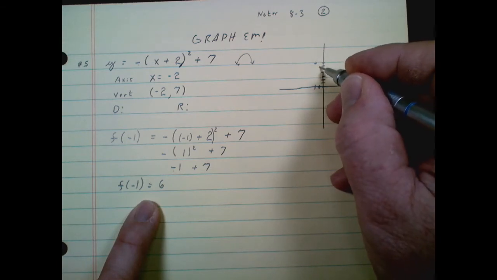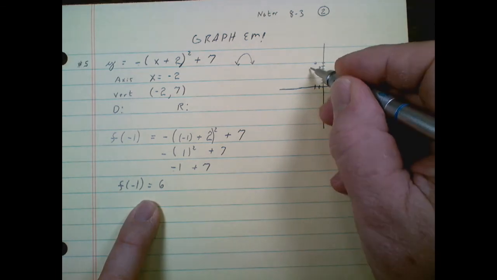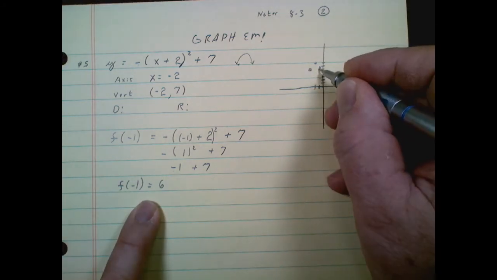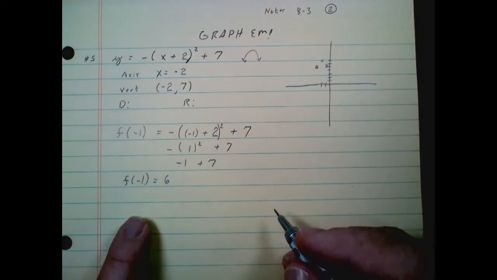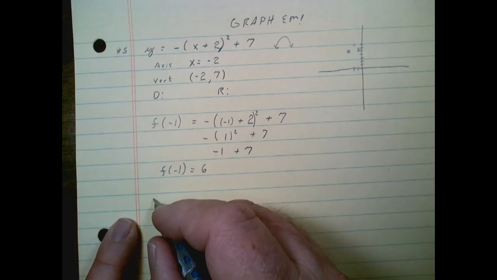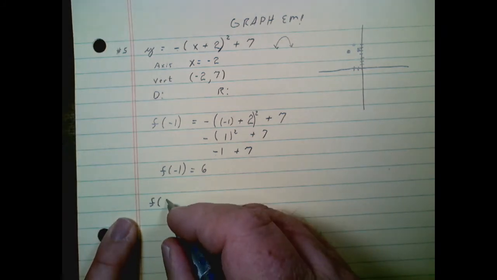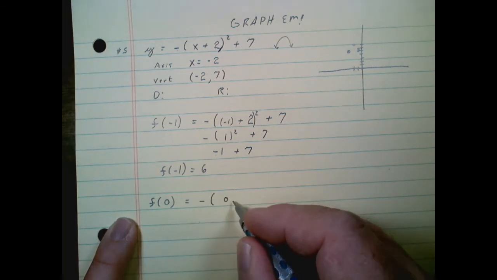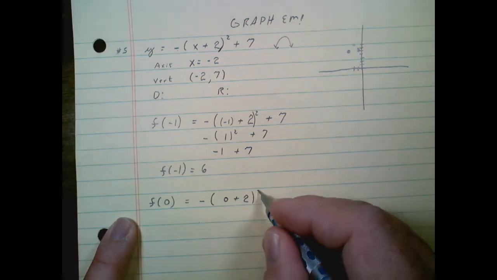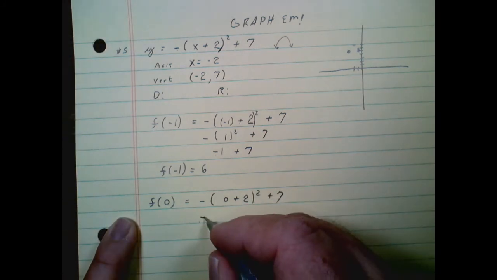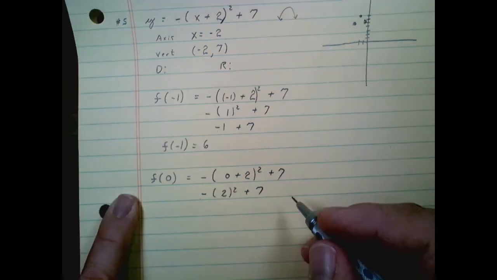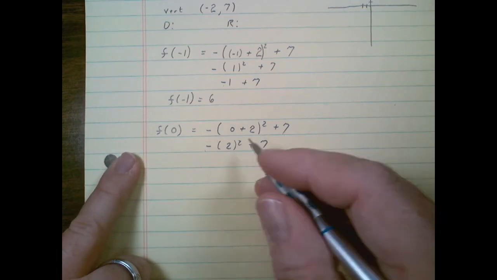So about there. Now a mirror image, I would have one the same distance apart. It'd be nice if we all had pretty graph paper, but we don't. Let me bring that up and that one a little larger. Okay. Now the next thing I'm going to do is find f of 0. So I'm going to plug in f of 0. And so that's going to give me 0 plus 2 squared plus 7. So 2 squared plus 7.